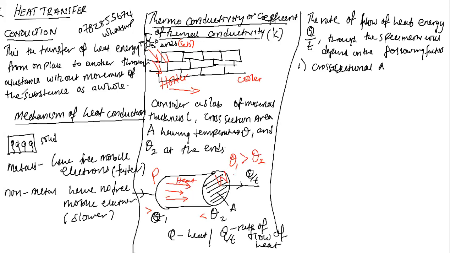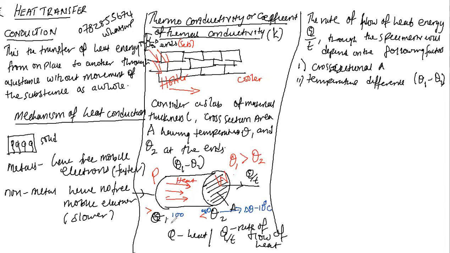The second factor is temperature difference. The temperature difference between the two surfaces, for example, it is θ1 minus θ2 for the slab we had here. The temperature difference here was θ1 minus θ2. What is the difference between the temperature here and the temperature there? For example, take this case. If the temperature here was 100 and the temperature here was 90, the temperature difference would be what? The temperature difference would be 10 degrees Celsius.